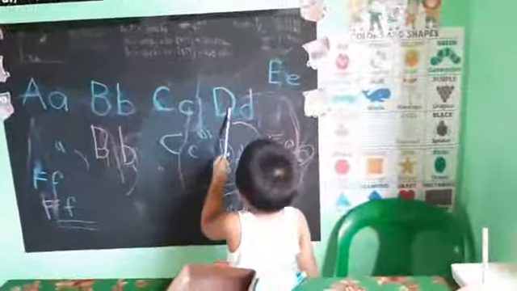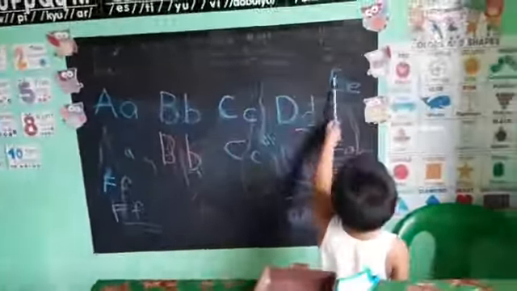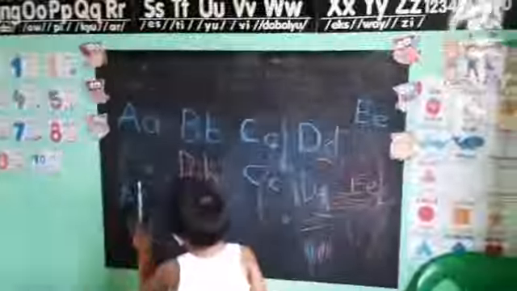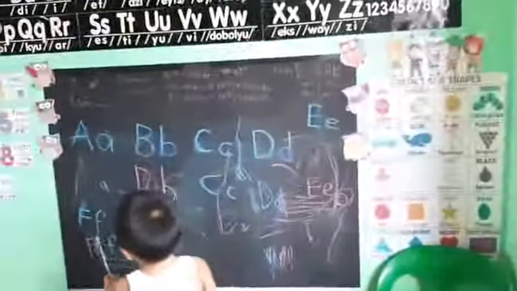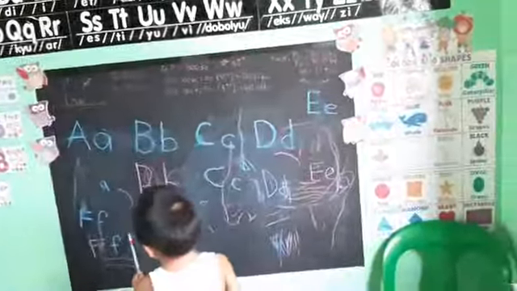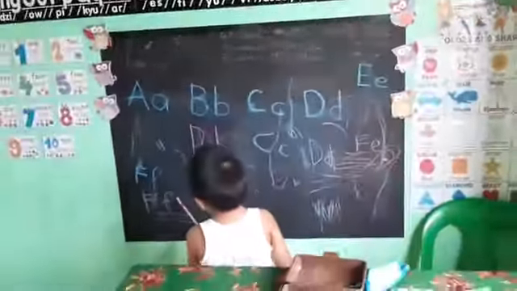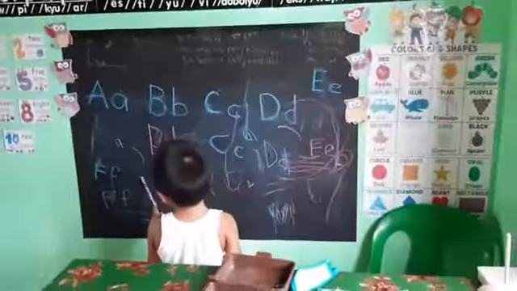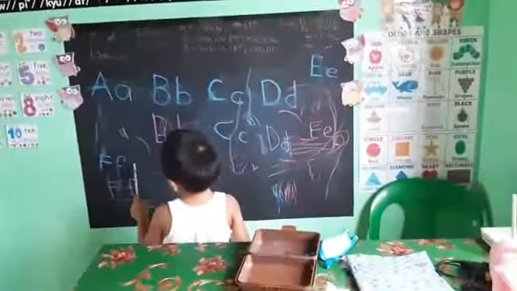D. Oh, D, classmate. E. D. E. E. F. Wow, my classmate is so good. Teacher is so good. Oh, like classmate, F. Teacher, what is the sound of letter F?